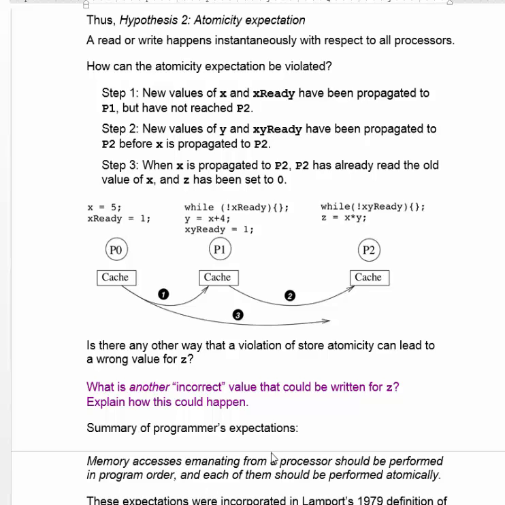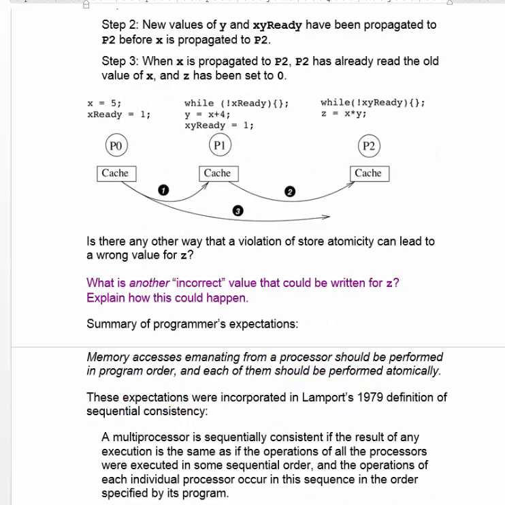Now remember that I said that this is one way that a violation of store atomicity can lead to a wrong value for z, but there's another way that an incorrect value could be written for z as well if things happen in the wrong order. So what I'd like you to do is tell me what other incorrect value could be written in that case. Okay, so in that situation, a new value would have been calculated for y before the change in x had been propagated to P1. Let's summarize what a programmer expects then.